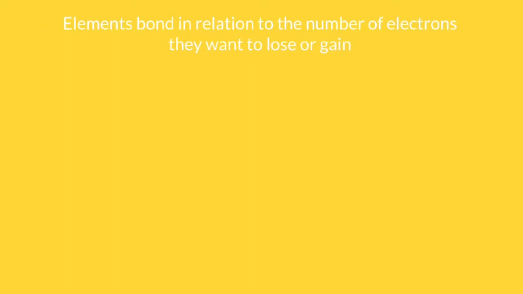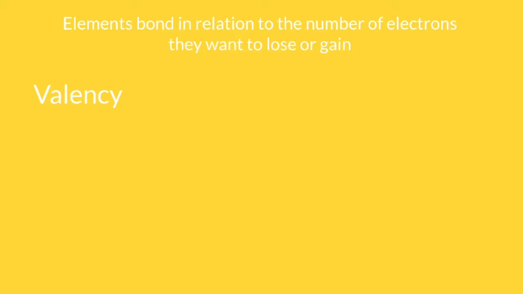So how do we actually write this formula? Well, elements will bond in relation to the number of electrons they want to lose or gain, or technically share as well. Now, we can look at this in 2 ways. The first way we'll look at here is to do with the valency of an element. Now, the valency is just the number of electrons an atom wants to gain or lose in order to gain a full outer shell.